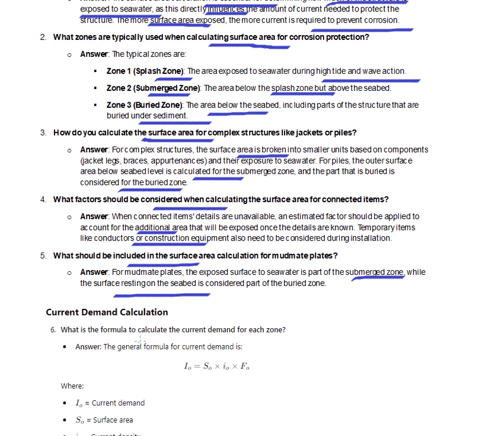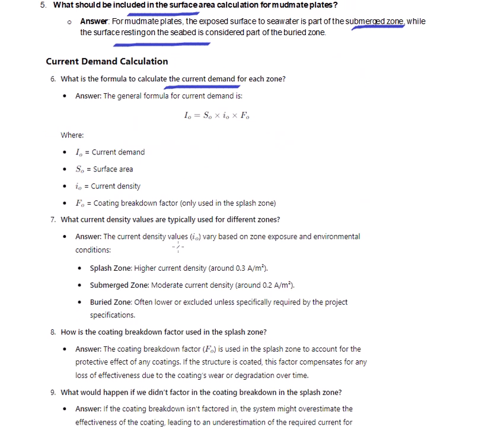Current demand calculation. What is the formula to calculate the current demand for each zone? That's nothing but Ic = Ac × ic × fc, where ic is the current density and fc is the coating breakdown factor.